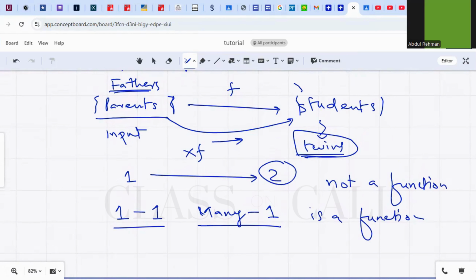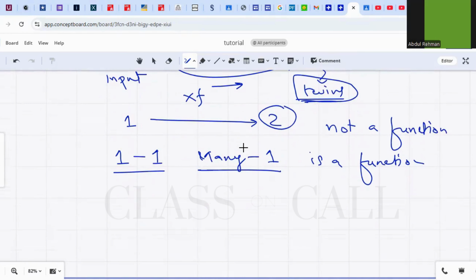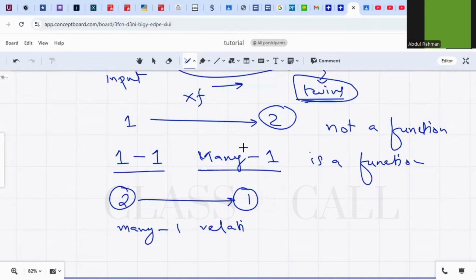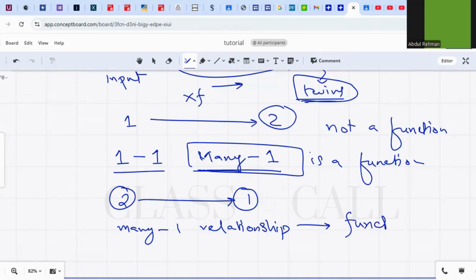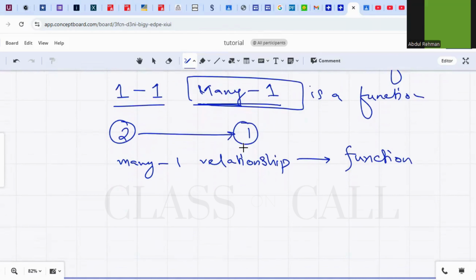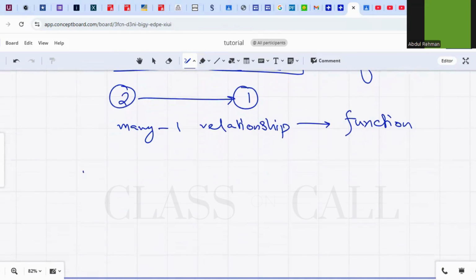But we can take students as inputs and fathers as outputs. And so what can happen is that two students can have the same father, which means we have a many-to-one relationship. And according to the properties of a function, it does satisfy the properties, and so it's a function. And so this was basically an intuitive example, or the definition of a function. And so in maths, what we have is relationships between sets of real numbers usually.